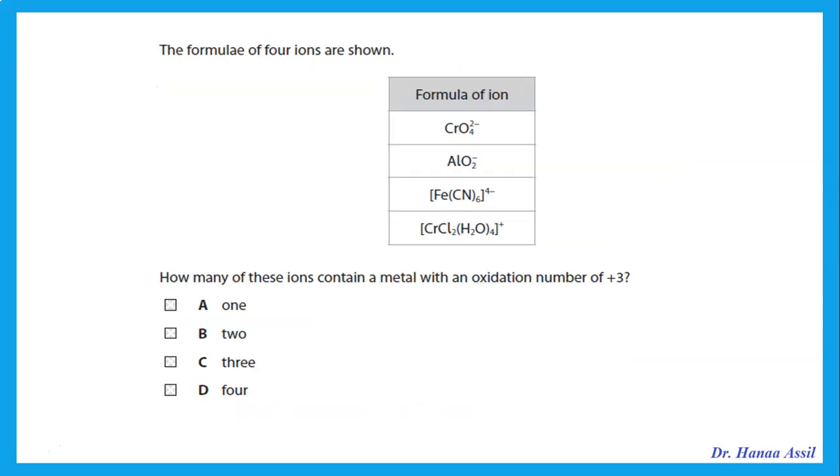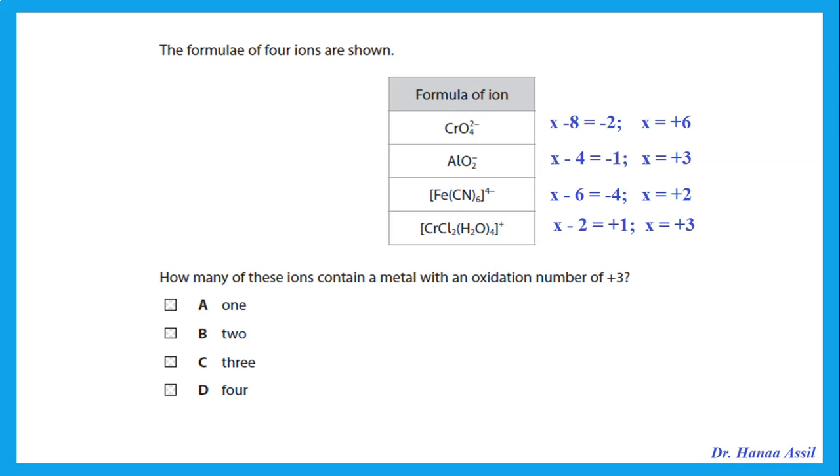The formula of 4 ions are shown. How many of these ions contain a metal with an oxidation number of +3? You should be able to calculate the oxidation number of the metal in each of these complexes. So if we have chromate, remember we said chromium, if I say the oxidation number of chromium is X, I don't know it. Each oxygen is -2, so that's -8. And I want the overall to be -2. That means the chromium is +6.